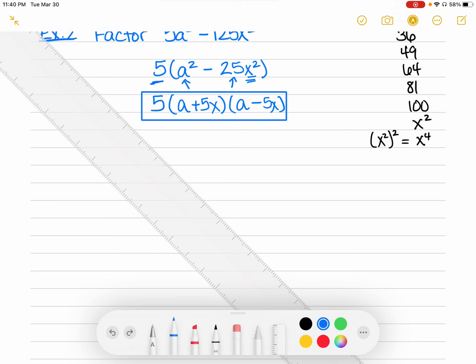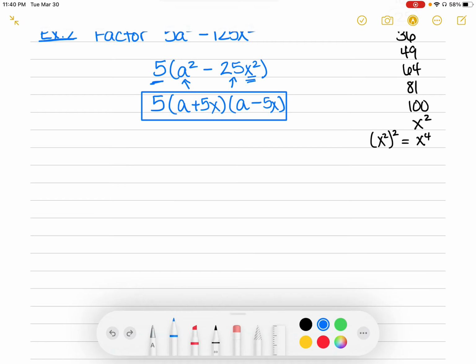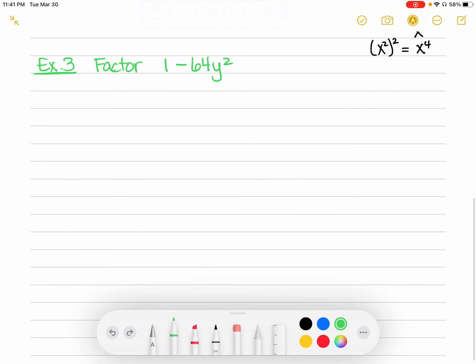Okay, so I'm gonna have you do one on your own. Oh, there was an example 3. Sorry, I did not see that. Oh, look, it disappeared. Okay, so let's go ahead and do example 3, and this one you're gonna pause the video and do on your own. Okay, so I want you to factor 1 minus 64y squared. So first ask yourself, is there anything I could take out on the outside? And then look and see if these are perfect squares, okay? Okay, so go ahead and hit pause and do this one on your own.